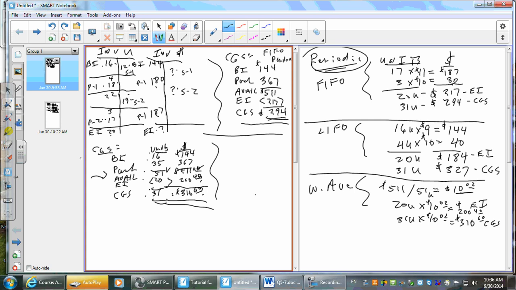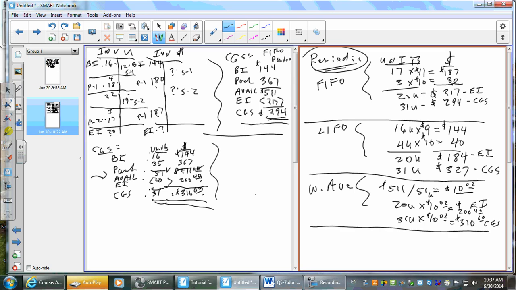Those are the three easy ones. Make sure you get those. There's one more easy one. You're going to like this. LIFO perpetual. Carefully. LIFO perpetual is exactly the same thing as LIFO periodic. Exactly. That's because you're always selling the old stuff and keeping the new stuff. Right? So if we were to go through all the calculations, we don't need to.